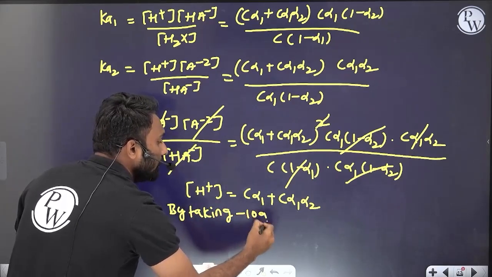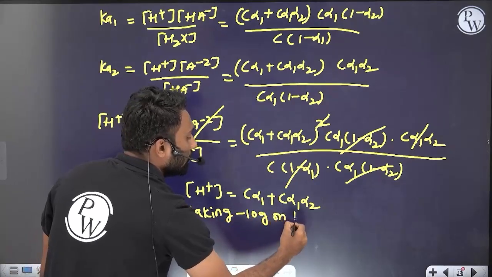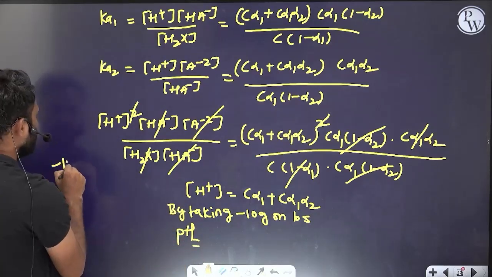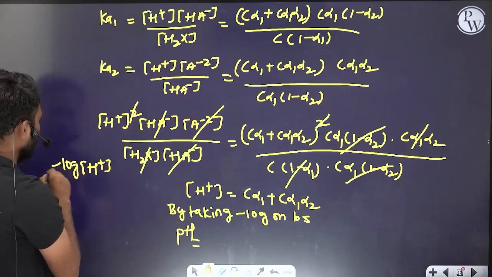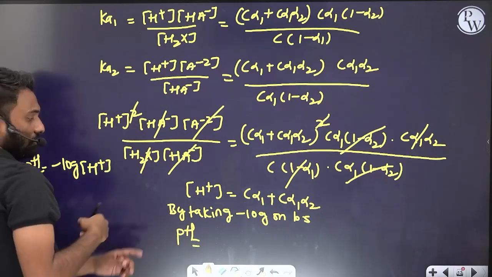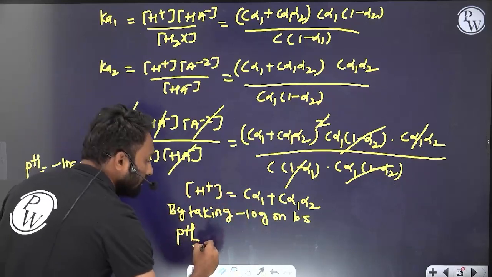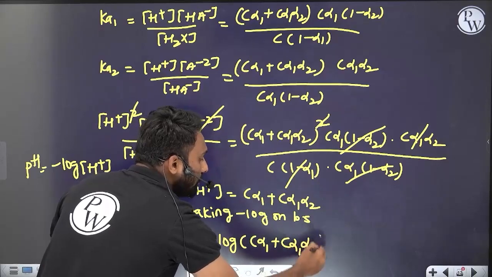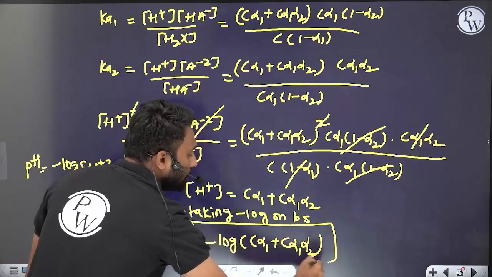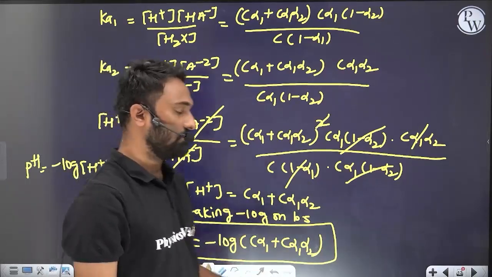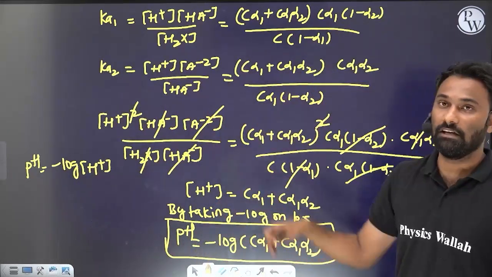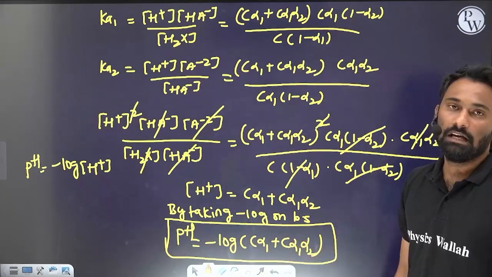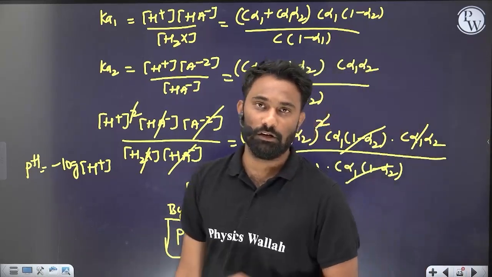Now by taking the negative log on both sides, we get pH equal to minus log of H plus ion concentration, which is minus log of C alpha 1 plus C alpha 1 into alpha 2. This is the pH for a polyprotic weak acid. So if a polyprotic weak acid is given, the pH formula is pH equals minus log of C alpha 1 plus C alpha 1 into alpha 2.